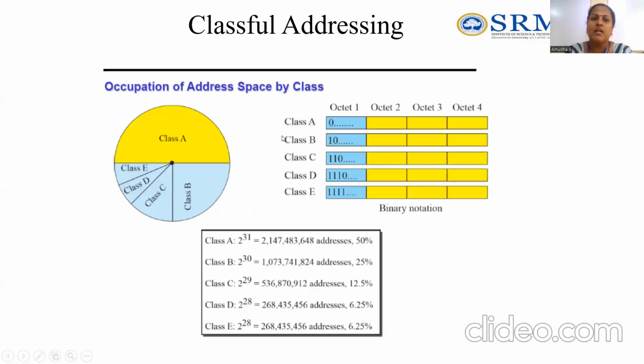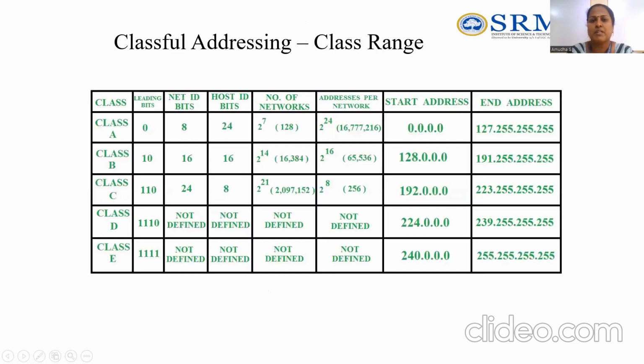So this diagram represents how the address space is occupied by the different classes of address. Class A occupies 50% of the address space. Class B occupies 25% of the overall address space. Class C occupies 2 power 29, which is 12.5% of the overall space, whereas classes D and E each occupy 6.25%.